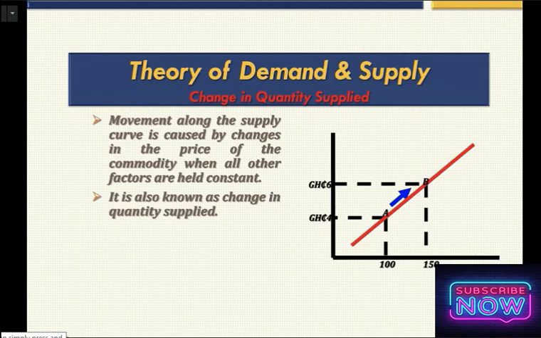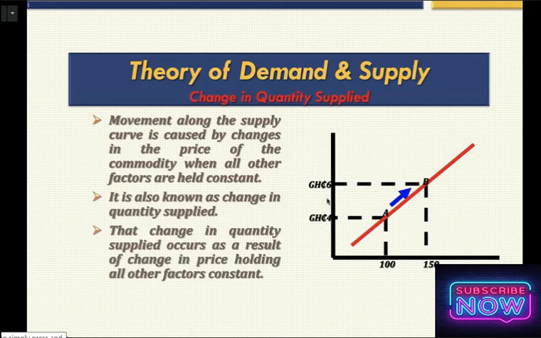So here, our focus is not on the other factors. Our focus is on the price of that particular commodity we are talking about and how the supply is changing as a result of changes in the price. Initially, the price was 4 CD, and they were at point A, supplying 100 units. Now the price changes from 4 CD to 6 CD, and now they have changed the supply to what? 150 units.